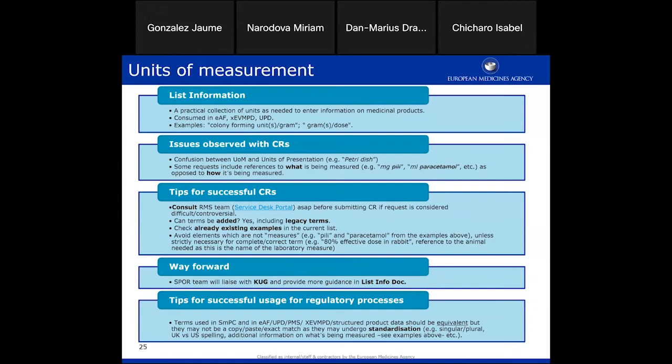When using units of measurement in a regulatory process, it's important to bear in mind that terms used in product literature and in EAF, EUPD, PMS, and XVMPD, or in structured product data should be equivalent, but they may not be a copy and paste or an exact match, as they may undergo standardization. Examples of this standardization may be the use of singular versus plural, the use of UK versus US spelling, or the removal of unnecessary information, such as in the examples of pili and paracetamol mentioned above.